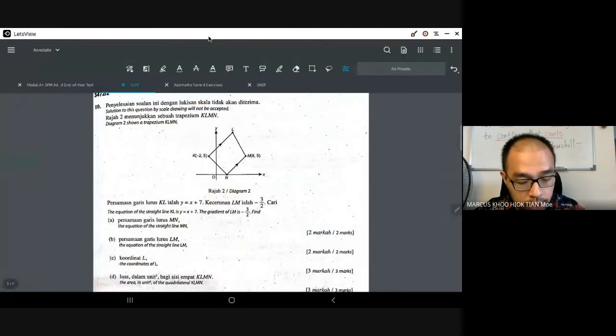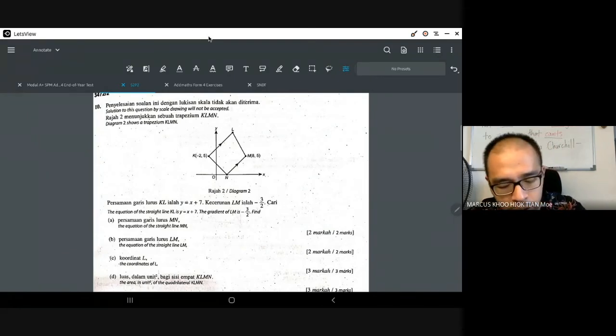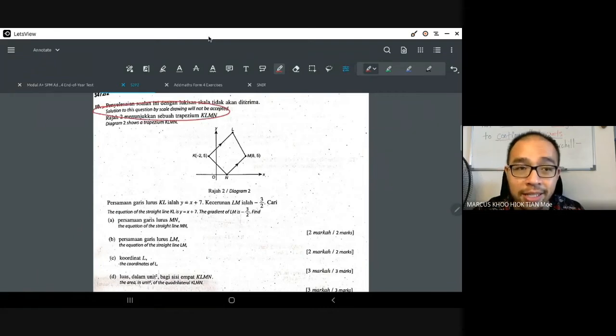Okay. Question number 10 is, what's this? Coordinate geometry. Okay, so the important thing to remember about coordinate geometry, which people always forget, is that a solution to this question by scale drawing is not accepted.